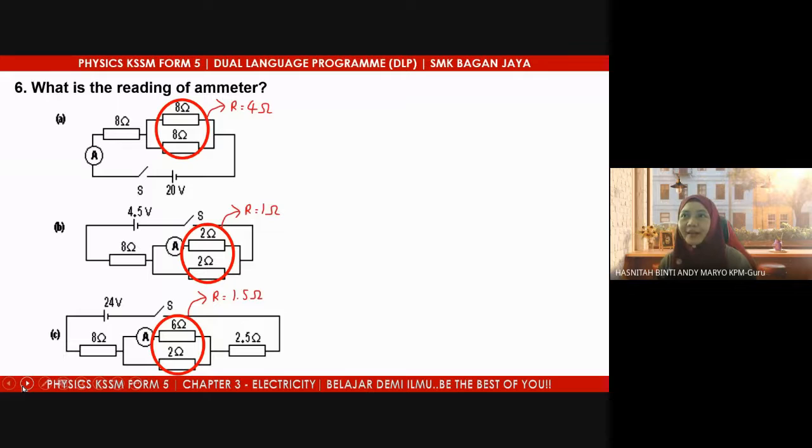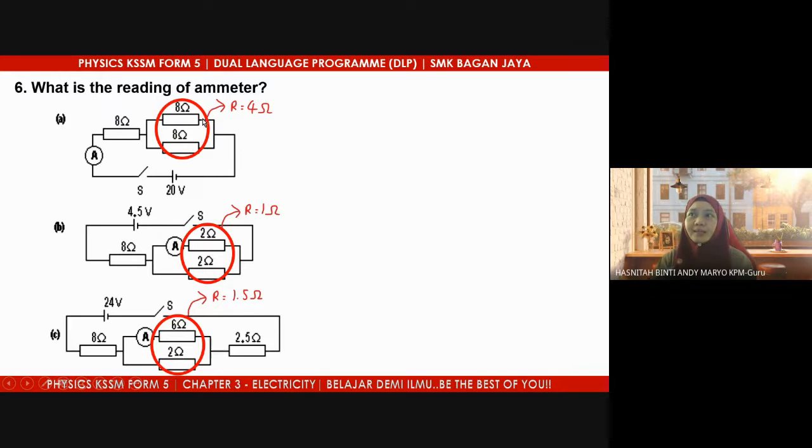Okay, everyone, find the reading of the ammeter in each circuit. First and foremost, you must look carefully at where the ammeter is placed. In A, it is placed in the main circuit. In B, it is placed in this branch connected to the 2 ohm resistor. And for C, again, it is placed in this branch connected to the 6 ohm resistor. So in each, I have given you a clue.